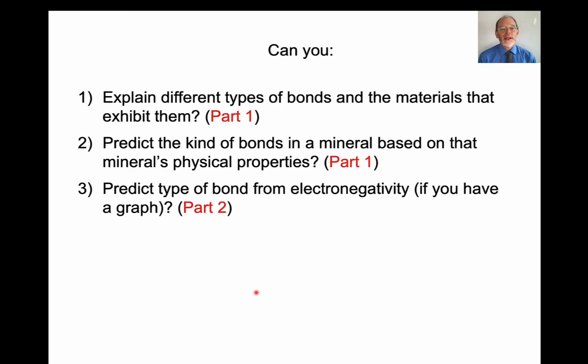So at this point, I hope that you're able to explain the different types of bonds and how those affect a mineral's physical properties, and then to predict the type of bond from electronegativity, if you have a table of electronegativity values and you have a graph that correlates electronegativity difference with bond type.